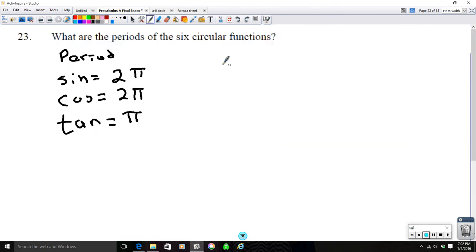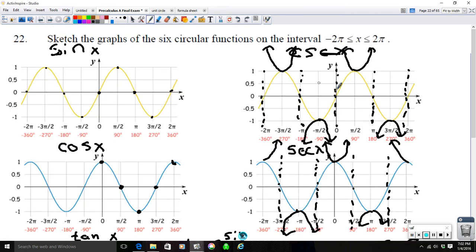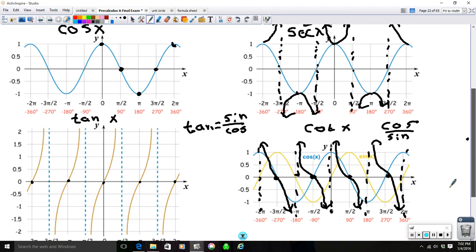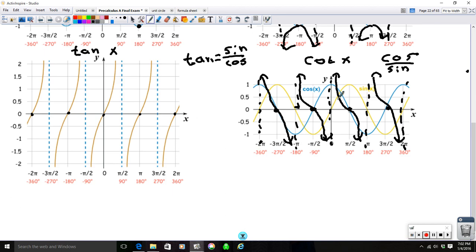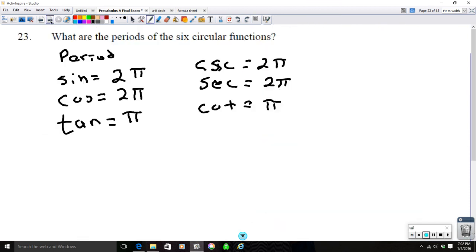When you look at your graph of cosecant, that period is 2 pi. Secant is also 2 pi. And cotangent, again, is pi. Let me show you why. Cosecant, from here to here is 1 full revolution, and from here to here is 1 full revolution, so it's 2 pi. Same thing between negative pi over 2 and 3 pi over 2, that's 2 pi. And finally, for cotangent, between 0 and pi. So those are the periods, how long it takes to do a full revolution.